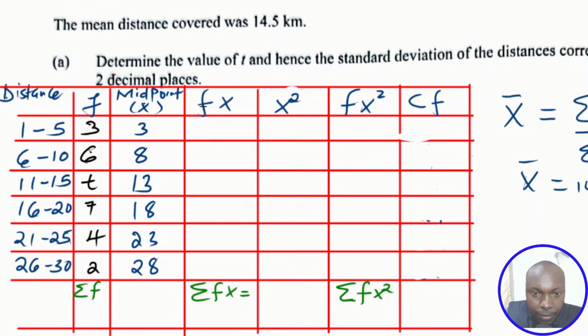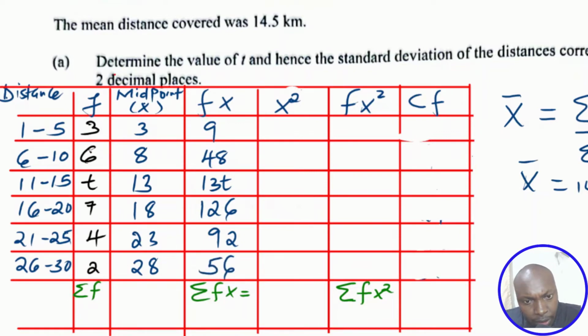Let us now get this product of f multiplied by x. So f multiplied by x, you just take these, like f 3 times 3, you get 9. Then 6 multiplied by 8, you get 48. Then t multiplied by 13, we get 13t. Then 7 multiplied by 18, you get 126. Then 4 multiplied by 23, you get 92. Then 2 multiplied by 28, you get 56.